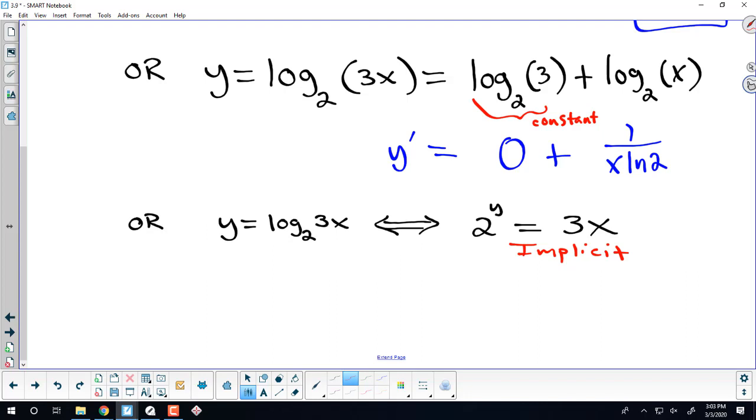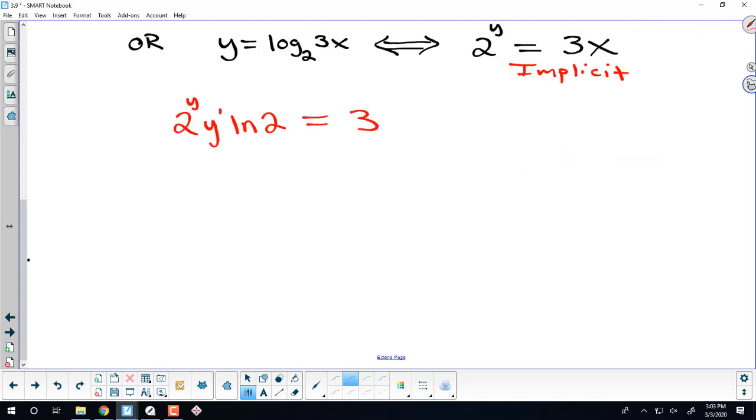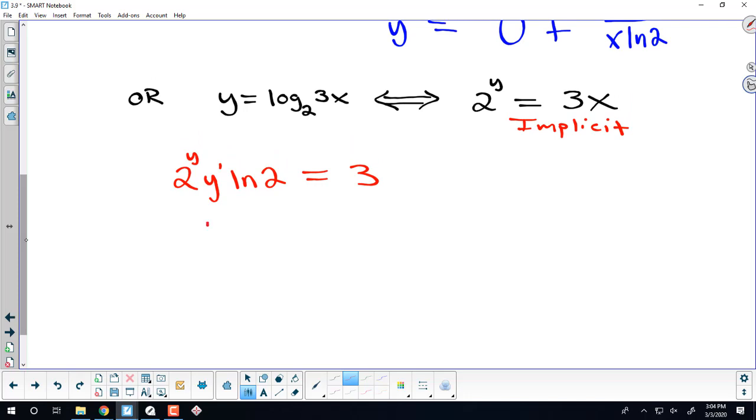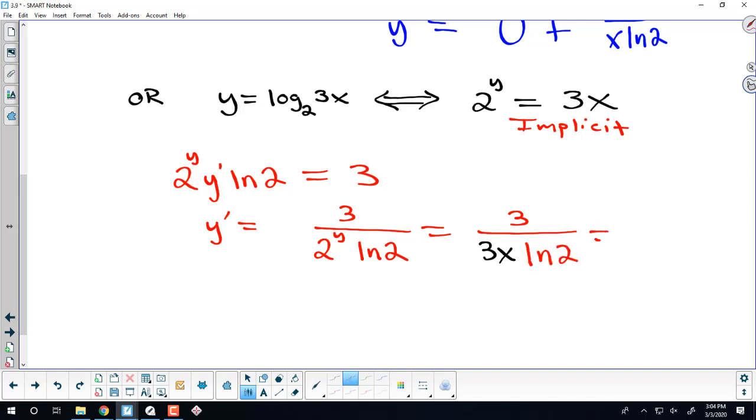Let's say the derivative of 2 to the y is 2 to the y times y prime times ln 2, equals the derivative of 3 times x, which is 3. And solve for y prime. So 3 over 2 to the y ln 2. Remembering that 2 to the y was 3x, we get the same result. So there's multiple ways to look at these. I guess you really don't have to think of it all three ways, but I think the more connections you have, the better off you're going to be. Okay.